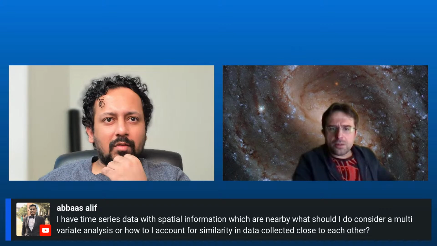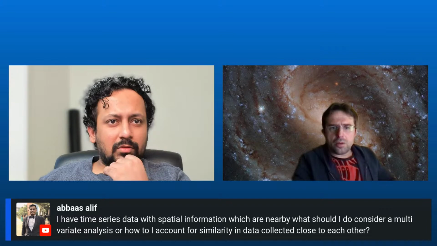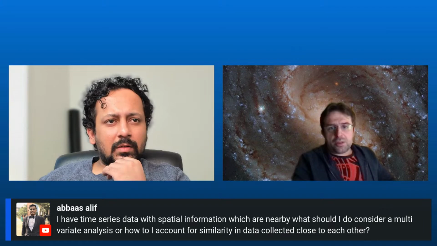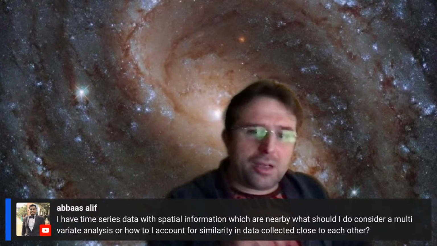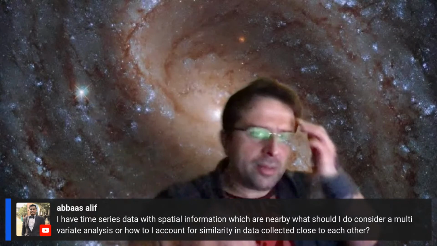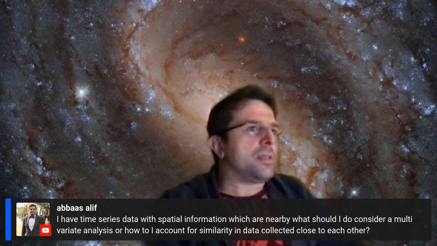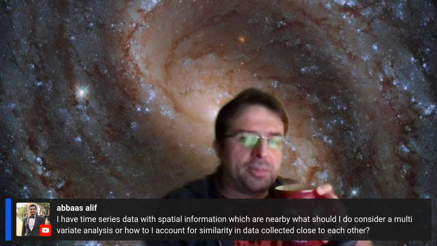If I have time series data with spatial information which are nearby, what should I consider? Consider a multivariate analysis, or how do I account for similarity in the data collected close to each other? Well, a multivariate model is definitely a good first step, and incorporating something along the way that captures the fact that this is geographically close. Things like longitude and latitude per series, and then treat them jointly. That sounds like a good idea for sure. There are the spatial statistics models, which are specifically built for that. But to be perfectly honest, that's a bit outside my area of expertise. I have dabbled in it, but it was like 10 years ago, and I barely remember anything.